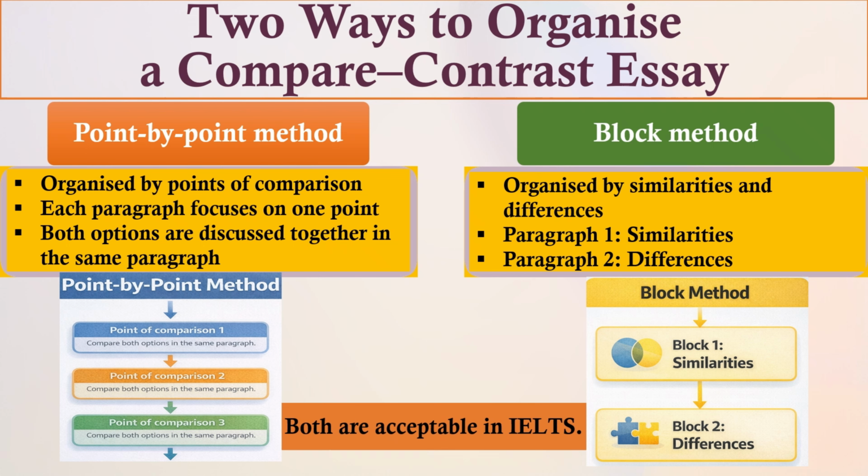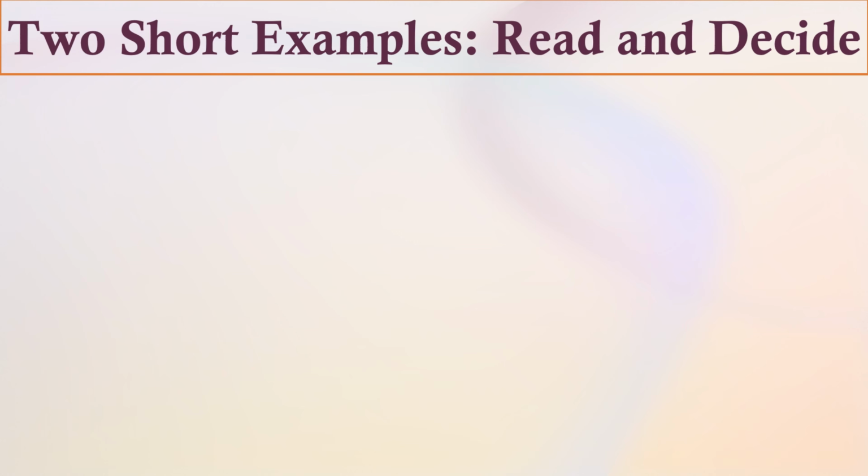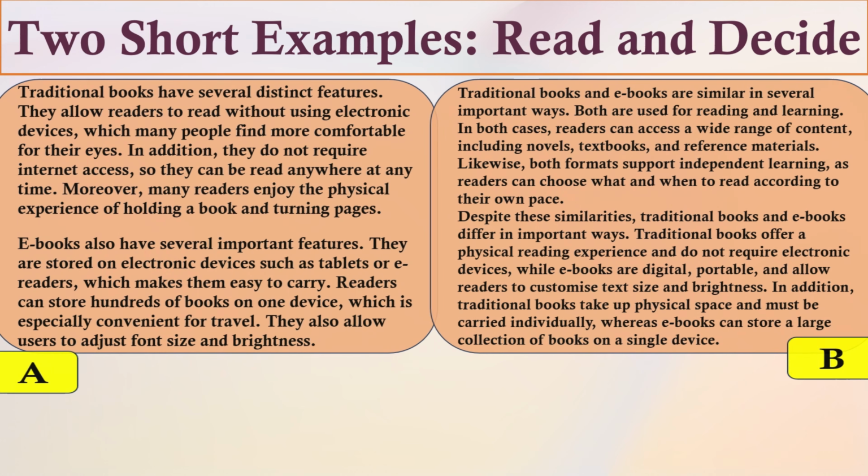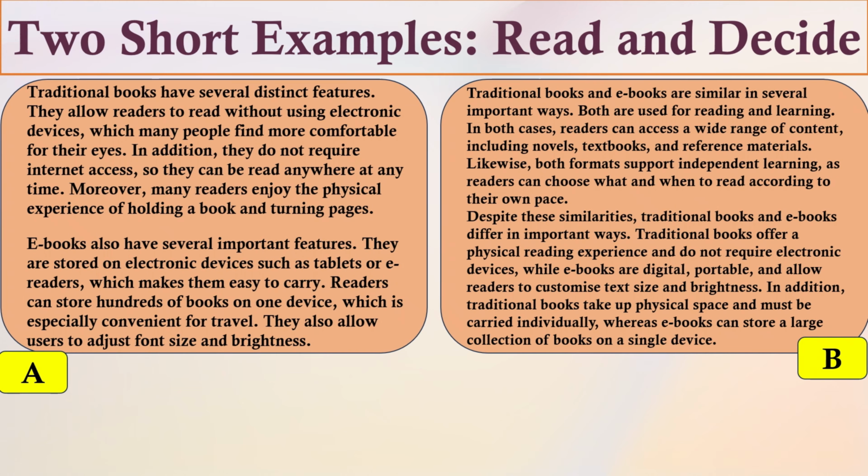Now, here is the real test. Just knowing these methods is not enough. The question is, can you recognize them when you see them? And can you tell when an essay is not using them correctly? Let's try that right now. Now let's look at two short example paragraphs to see how structure affects comparison. Both examples are about the same topic, traditional books and ebooks. Both are relevant to the question, and both use correct English.